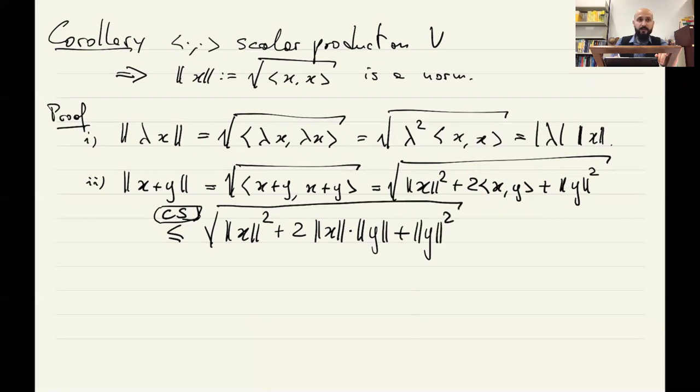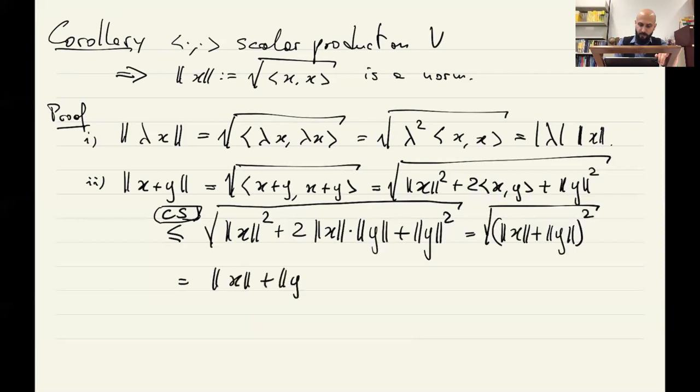Okay. Now this is a square. This is exactly norm of x plus norm of y, all squared. So these are positive numbers, so this is less than or equal to norm of x plus norm of y. Okay, we have the triangle inequality.